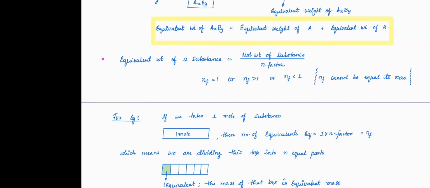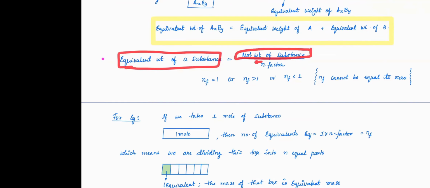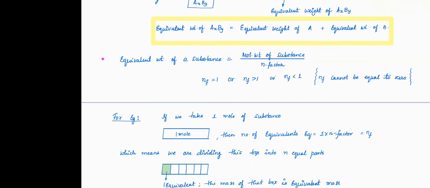Or in short, the equivalent weight of a substance is equal to the molar mass of the substance by its n factor. Got it? The n factor can never be 0. It could be 1, it could be greater than 1, or it could be less than 1, but it can never be 0. Yes, it will be a positive value. Less than 1 means it will be greater than 0 and less than 1. It cannot be a negative value either. In fact, we take it as a magnitude only. So the magnitude of a value will be its n factor.